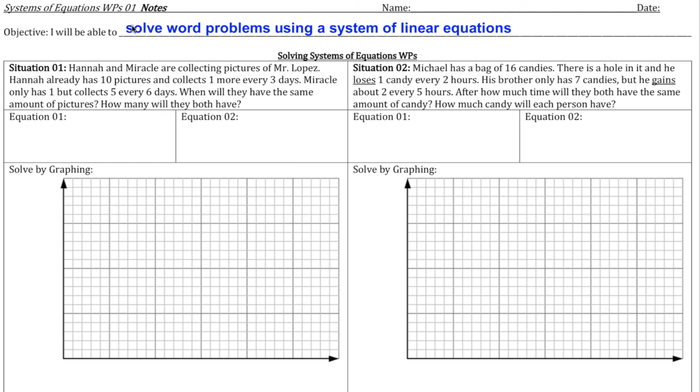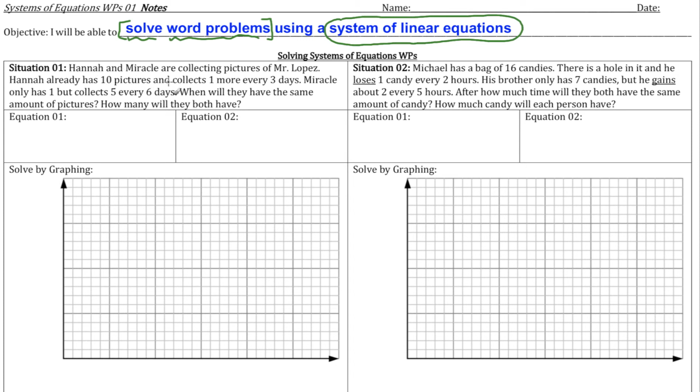All right, so in this lesson we are going to solve, let me change colors. We are going to solve word problems. We're going to solve word problems using a system of equations. So, system of equations. All right, so situation one.